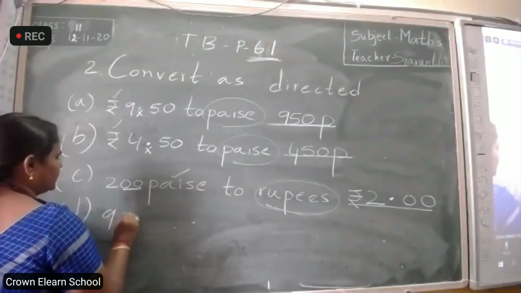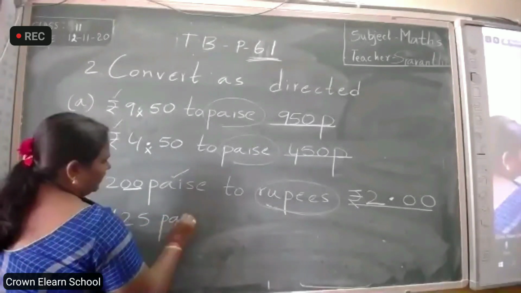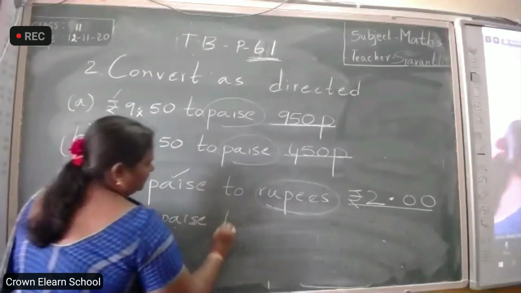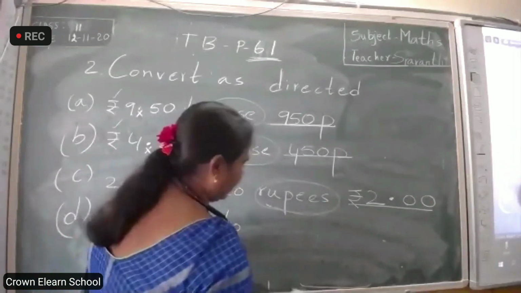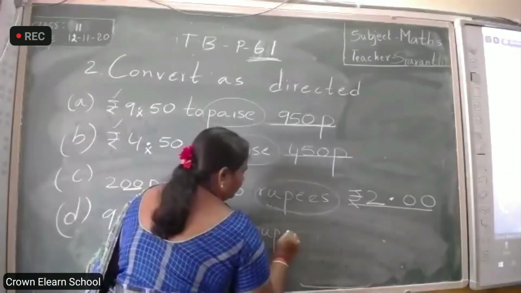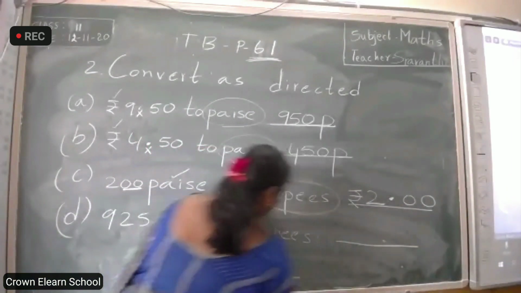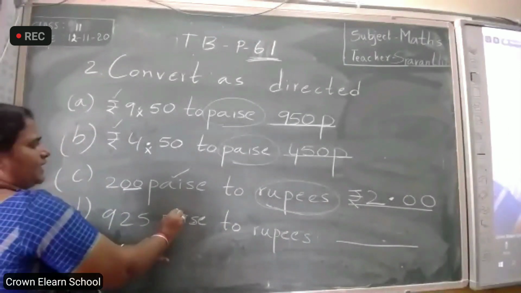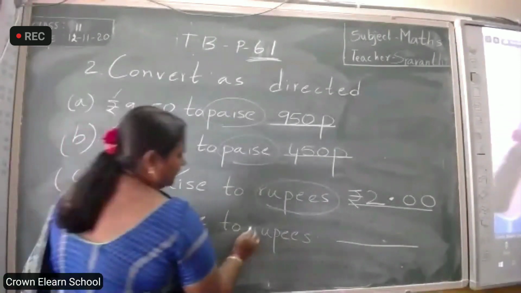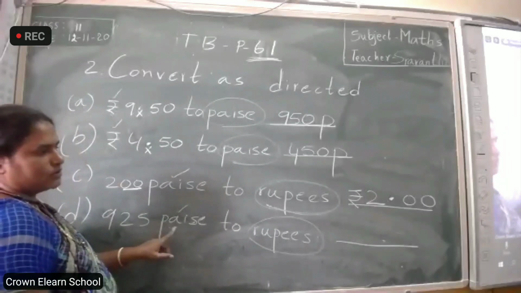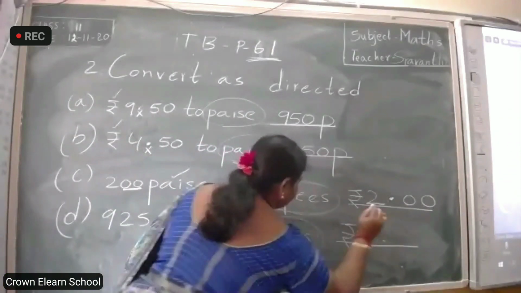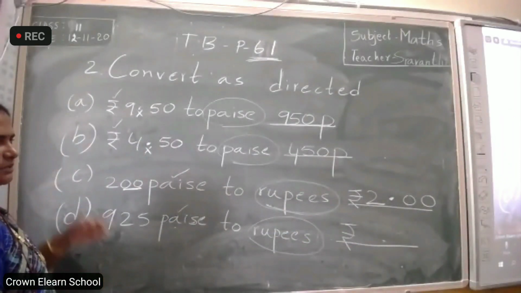Now let us do these. Let us do fast now. 200 paise. Have you done this already? You can do now. Do it. So in the question paise are there. We need to convert into rupees. So in the answer rupee symbol, do fast.